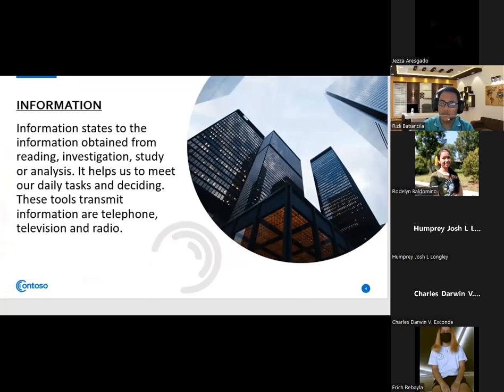Kaya alam niyo naman siguro what information is. Wala po tayong word na informations. Okay, so tatandaan natin, information is naka-plural na yan. Okay, wala pong informations. Okay, information lang tayo. Okay, so again, when we say information, we can obtain, okay, we can transmit information through the use of technology, such as the examples given here. No? Telephone, television, radio, no, so on and so forth.